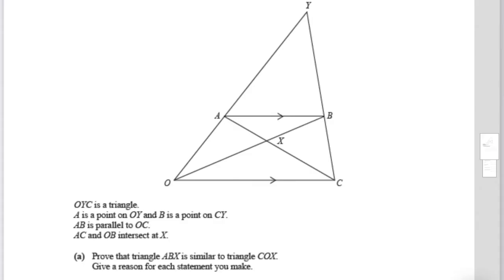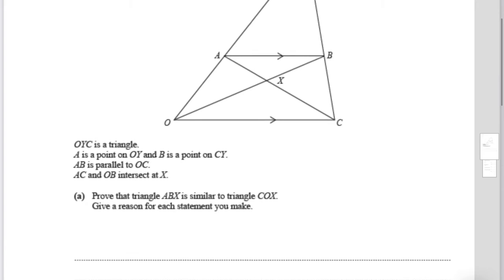So let's start. The question reads, OYC is a triangle. A is a point on OY and B is a point on CY. AB is parallel to OC. AC and OB intersect at X. Prove that triangle ABX is similar to triangle COX. Give a reason for each statement you make.